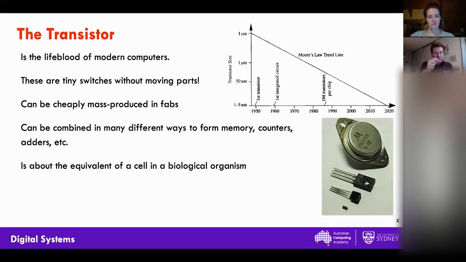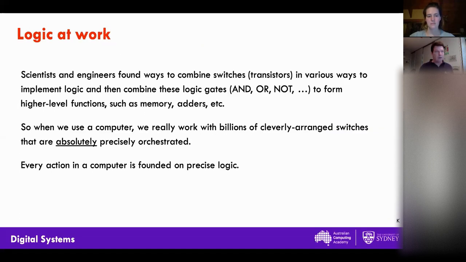And we learned over time how to combine these transistors in different ways to form gates. And from there, we formed memory and counters and adders and so on. And these are all the components that make a digital system tick. So you can think of a transistor as about the equivalent of a cell in a biological system. Okay, so I spoke about Boolean logic earlier. Our scientists and engineers found ways to combine these switches in various ways to form logical functions like AND, OR, NOT, NAND, and so on. And they then formed higher level functions such as memory and adders. So keep that in mind, and maybe that's a thought to convey to your students.